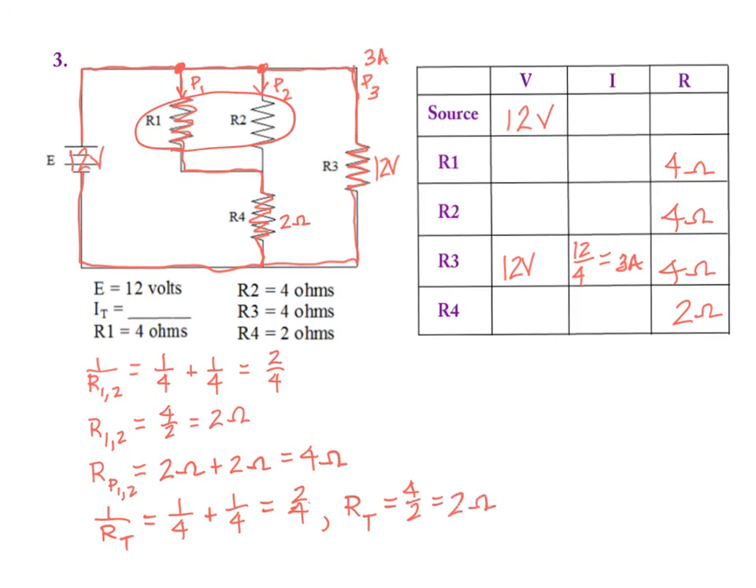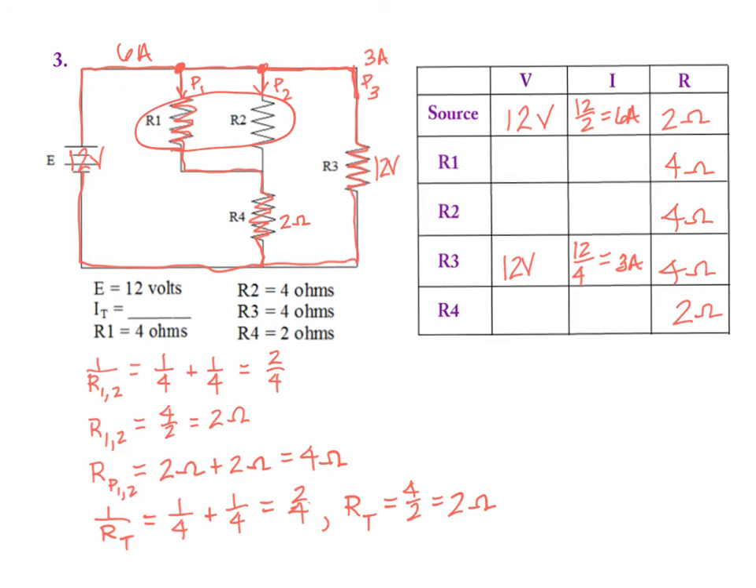So now I know the total resistance is 2 ohms, which means I can find the total current using Ohm's law. So 12 divided by 2, and I now know that I have 6 amps coming out of the battery. And remember that 6 amps, I know it splits, but I know that 3 of the 6 go through pathway 3. That means that the other 3 have to go through P1 and P2.